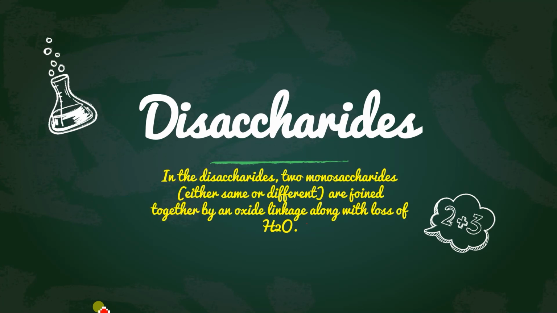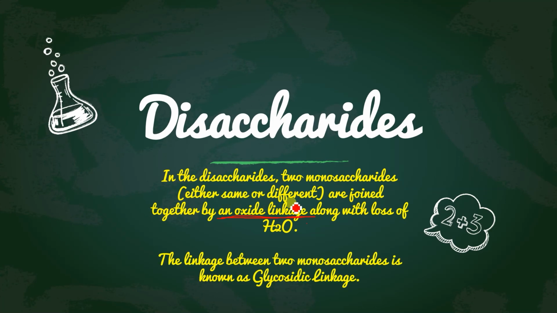Got it? In disaccharides, 2 monosaccharides, either same or different, are joined together by an oxide linkage, along with the loss of H2O. This is important, an oxide linkage. So obviously a disaccharide can be considered as a condensation polymer of two monosaccharides, isn't it? Because H2O is coming out and there will be an oxide linkage. In these disaccharides, the monosaccharides can be same or different. Okay, how? Let me explain it. This is an important definition you have to learn here.